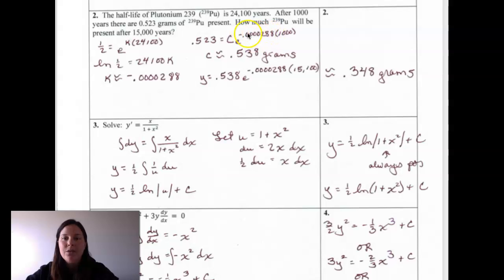Using that k value in the general equation, that y equals c e to the kt, subbing in what we know, how much is left after 1,000 years, that was that second sentence. So what I did to solve for c was divide by this expression, e to that power, and that's what I got for my c value.